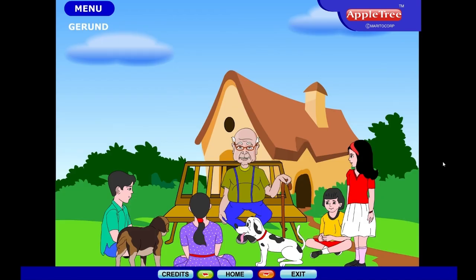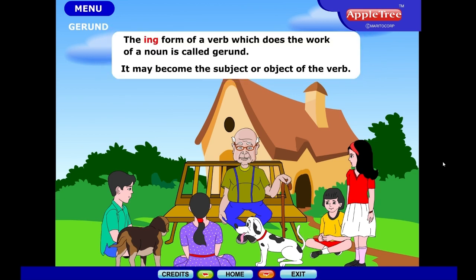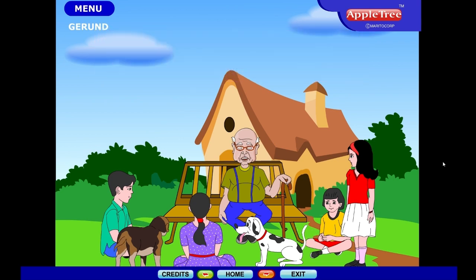Tell me, what is a gerund? Sorry, Grandpa, we have no idea. No problem. I will tell you. The ing form of a verb which does the work of a noun is called gerund. It may become the subject or object of the verb.